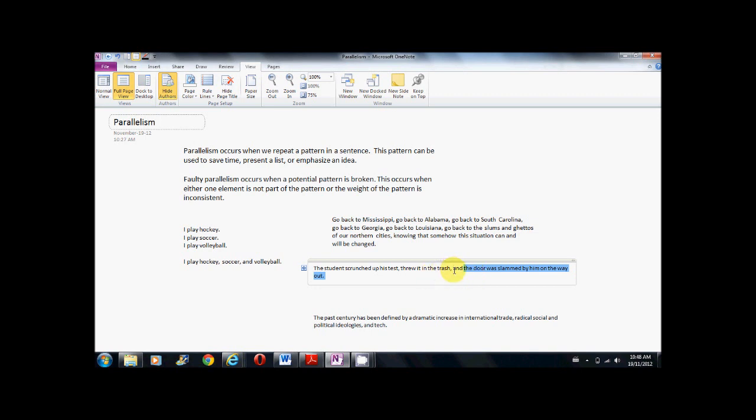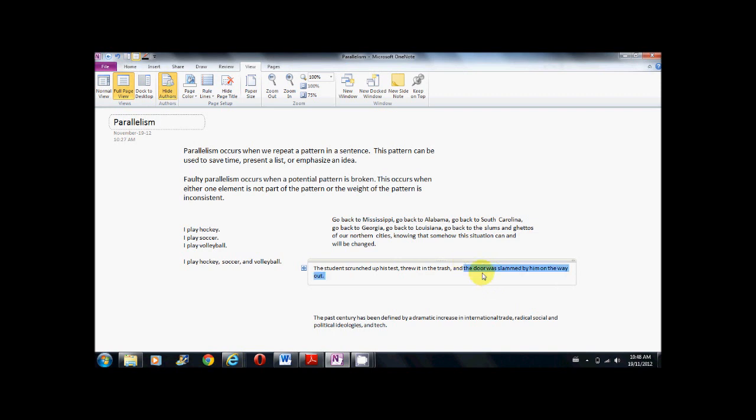In fact, what we should be able to do in a parallel structure is delete that pattern. And this is the beginning of the pattern. And if I delete it, the sentence should make sense. So let's see what happens. "The student, the door was slammed by him on the way out." Well, clearly we have a problem here, right? Because I've clearly broken that pattern.